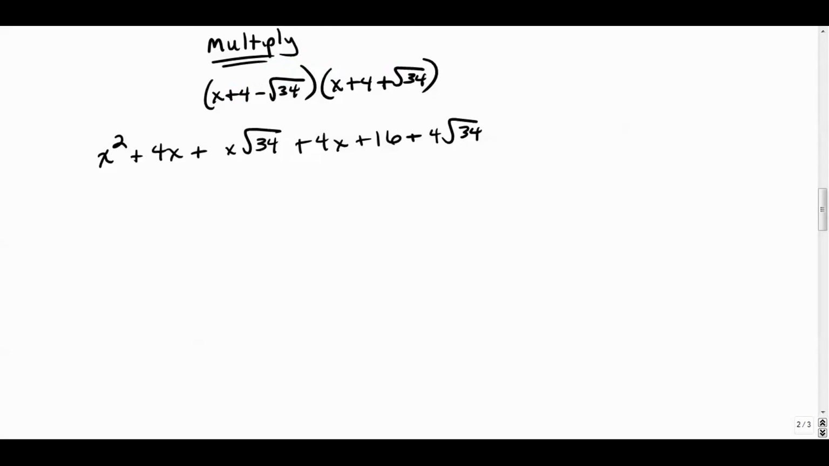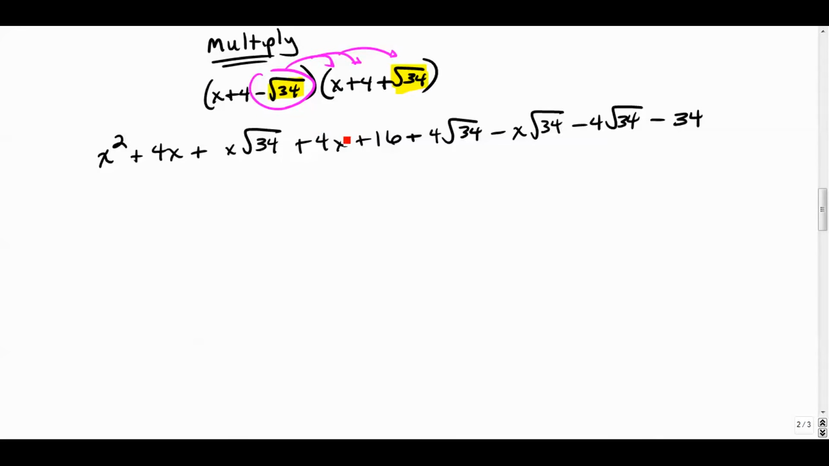And finally, the last distributive property is negative root 34 times all these things. So it's negative x root 34 minus 4 root 34 minus just 34. Remember, root 34 times root 34 is just 34. Alright, so that looks confusing, but watch this.